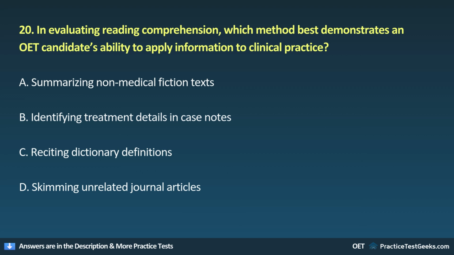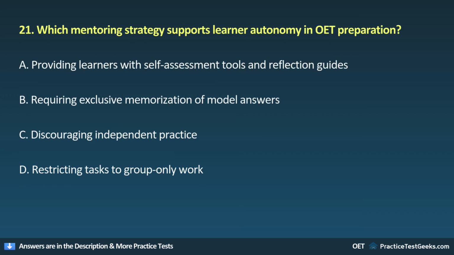A. Summarizing non-medical fiction texts. B. Identifying treatment details in case notes. C. Reciting dictionary definitions. D. Skimming unrelated journal articles. 21. Which mentoring strategy supports learner autonomy in OET preparation?